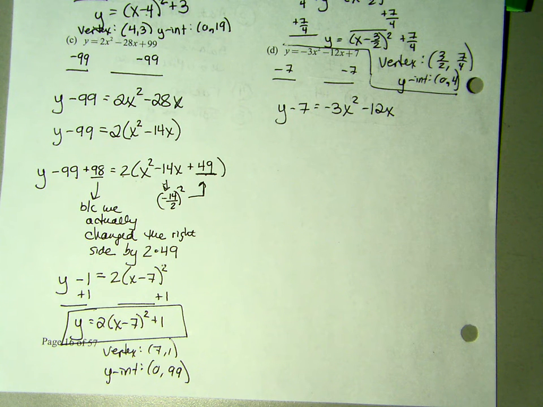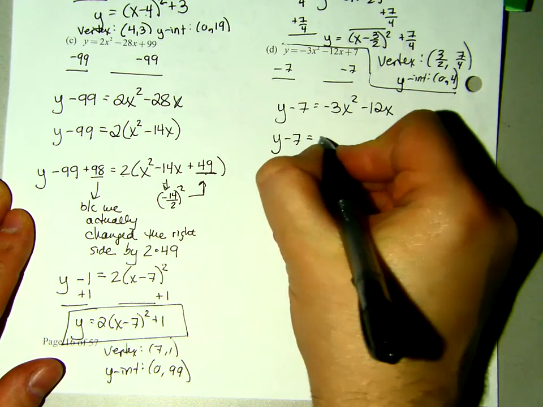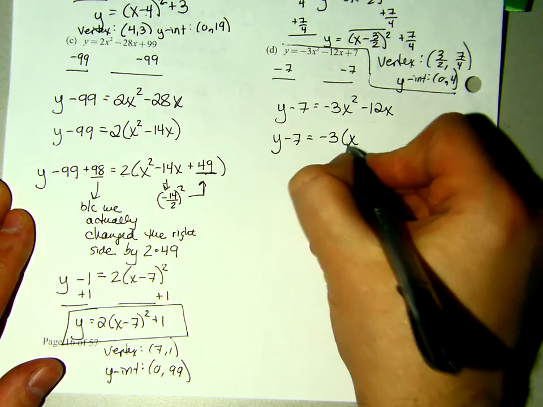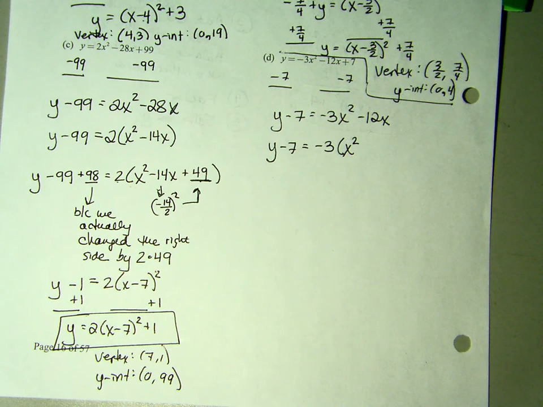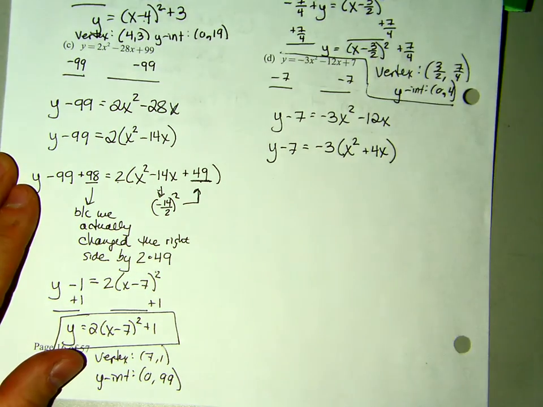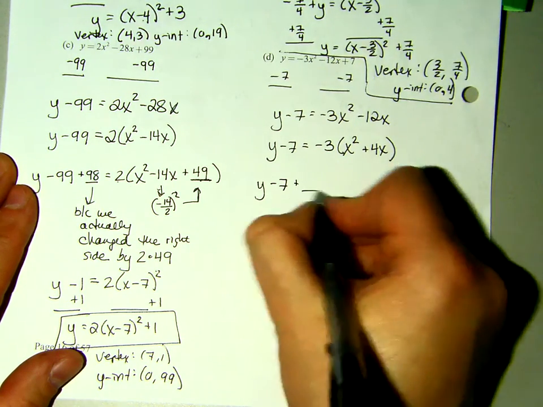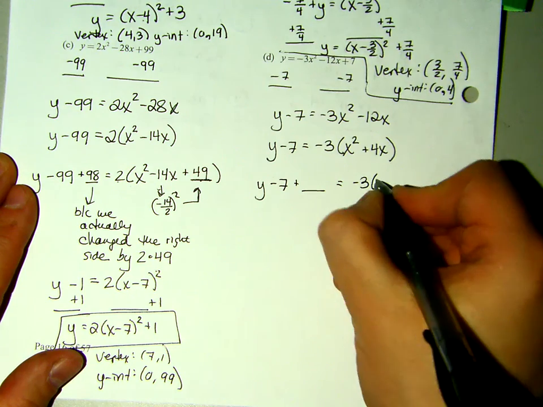Okay, so now we have our new step. What are we going to do next? Good. Just negative 3, not negative 3x, just negative 3. Y minus 7 equals negative 3 times x squared plus 4x. And I'm going to rewrite this with a little bit of space left so I can add some other pieces into it.